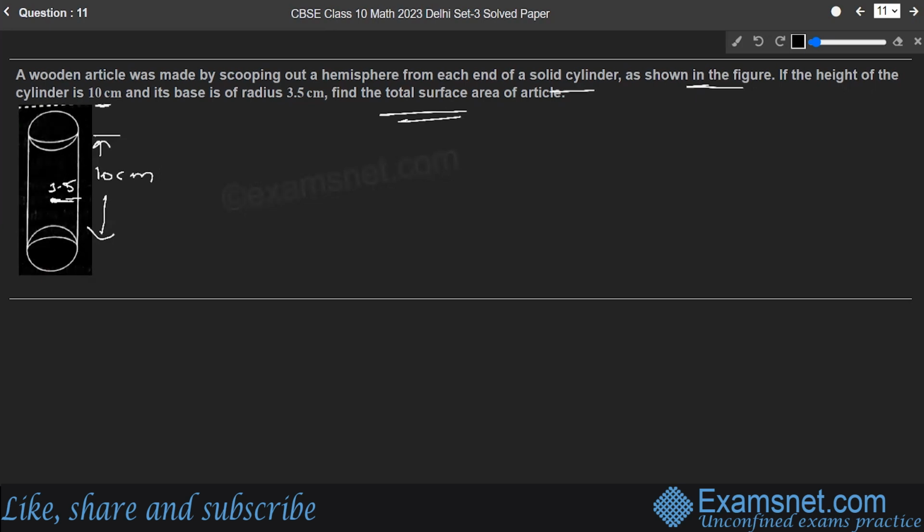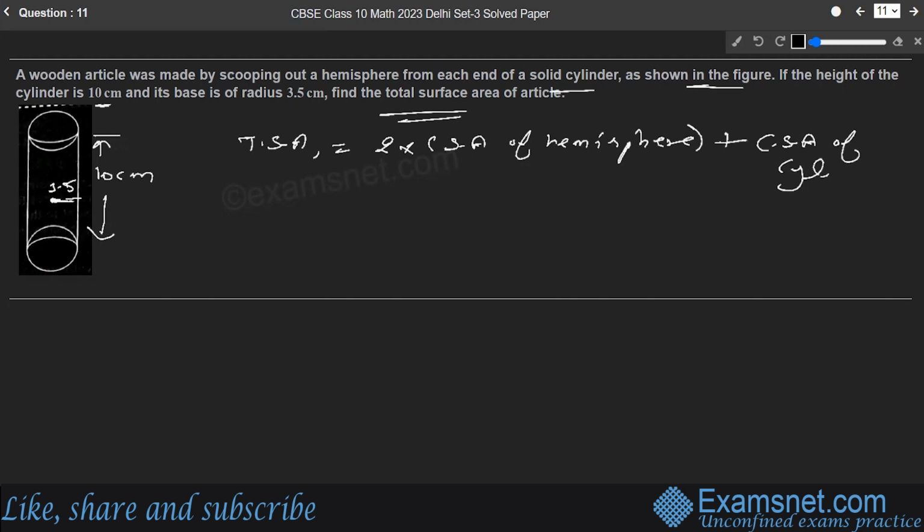Now, the total surface area of the scooped out cylinder is going to be twice the surface area of the hemisphere, the hemisphere that has been removed, because there are two hemispheres, one on the bottom side, another on the top side. So twice the surface area of the hemisphere plus the curved surface area of the cylinder.